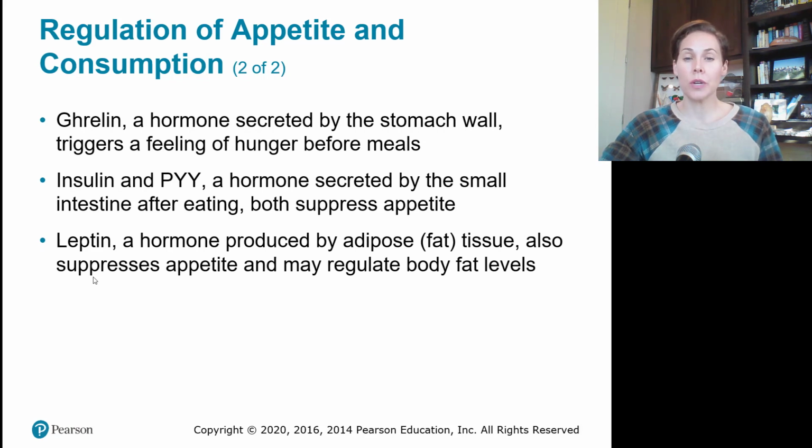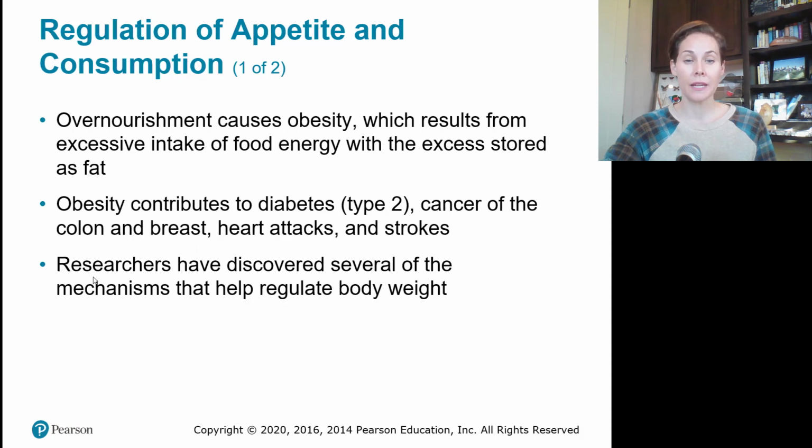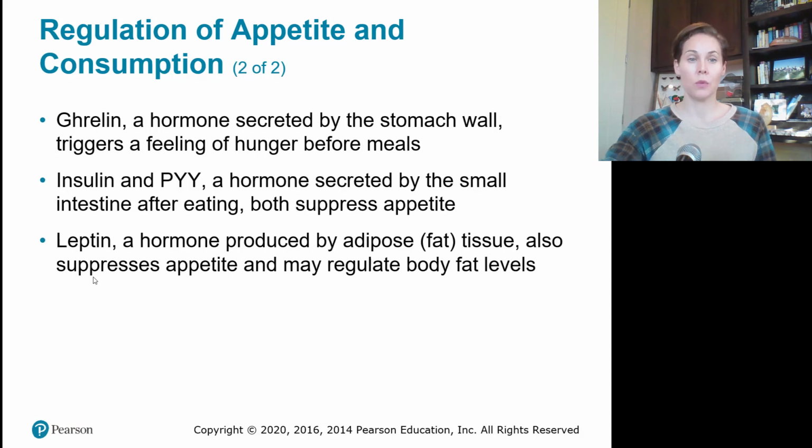Ghrelin is a hormone secreted by the stomach wall that triggers the feeling of hunger before your meals. Oftentimes you may not necessarily be hungry, but your body is used to it, and so it will release this hormone to tell you it's time to eat. Insulin and PYY are both hormones that are secreted by the small intestines after you eat, and they suppress the appetite. Leptin is a hormone produced by your adipose or fat tissue, which also suppresses your appetite and may regulate fat levels. So these are some of the mechanisms that help your body regulate body weight.